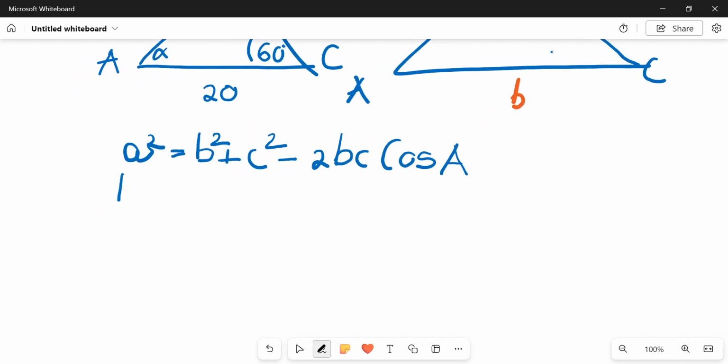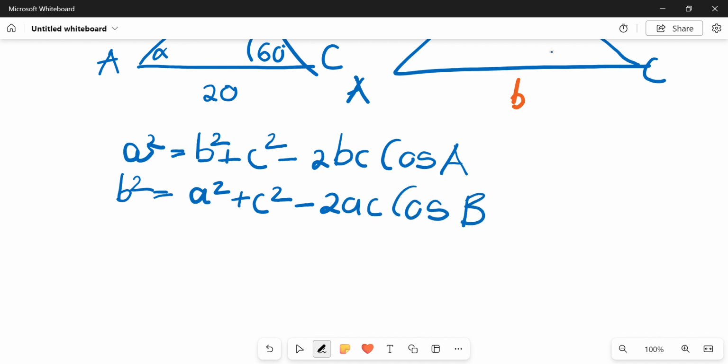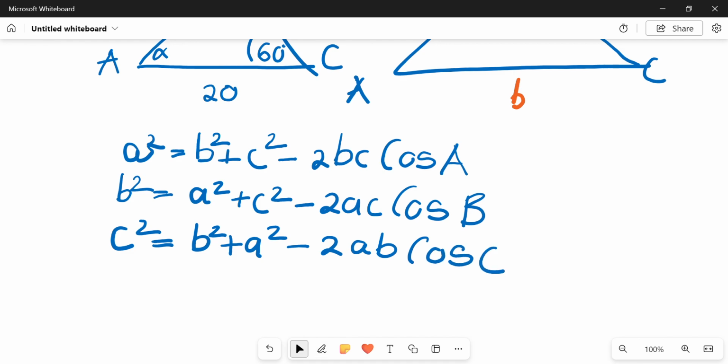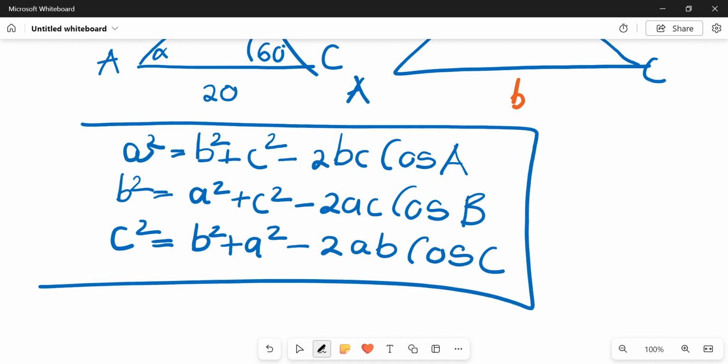Then if your B is unknown, you can say B squared equals A squared plus C squared minus 2AC cos of B. Similarly, if we're trying to solve for C squared, you can say C squared is your B squared plus A squared minus 2AB cos of C. These are the rules that govern your cosine rule. You don't need to try and figure out how we came up with the formula. Those are the equations that are there, and that's what we use.